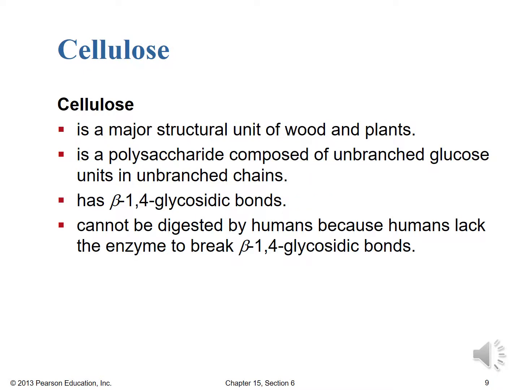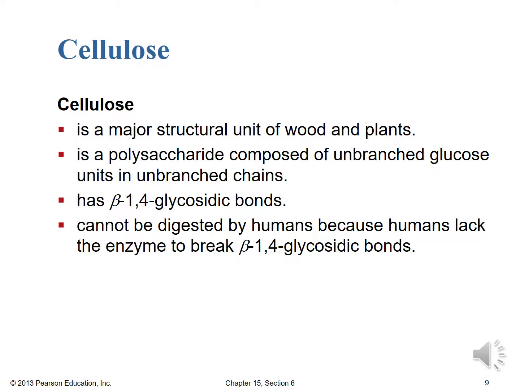Finally, in addition to being energy storage molecules, we can have polysaccharides that are structural features. So cellulose is a major structural unit of wood and plants. It's a polysaccharide composed of unbranched glucose units in unbranched chains, and it has beta 1,4 glycosidic bonds. We cannot, as humans, digest that beta 1,4 glycosidic bond. We lack the enzyme to break it down.